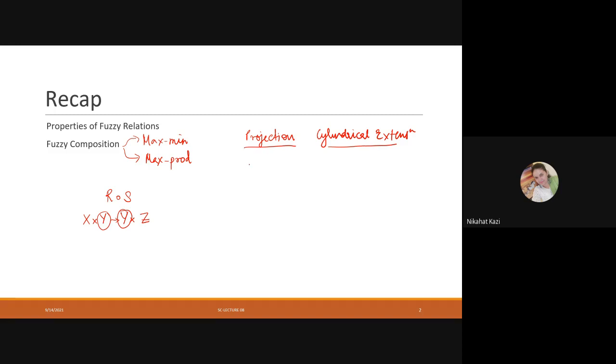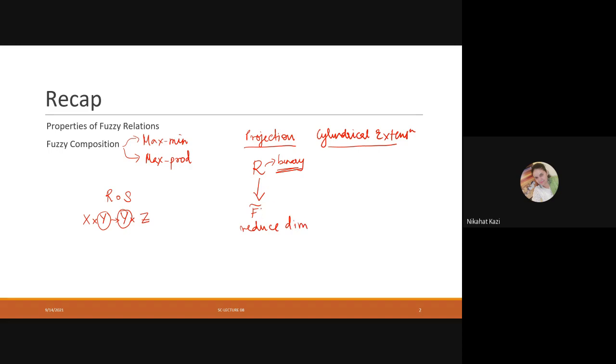Projection, what does it do? What does a projection operation do? When you are given a fuzzy relation R, if it is a binary relation, it makes it a fuzzy set. So projection is used to reduce the dimensions, right? Reduce the dimensionality of a relation.